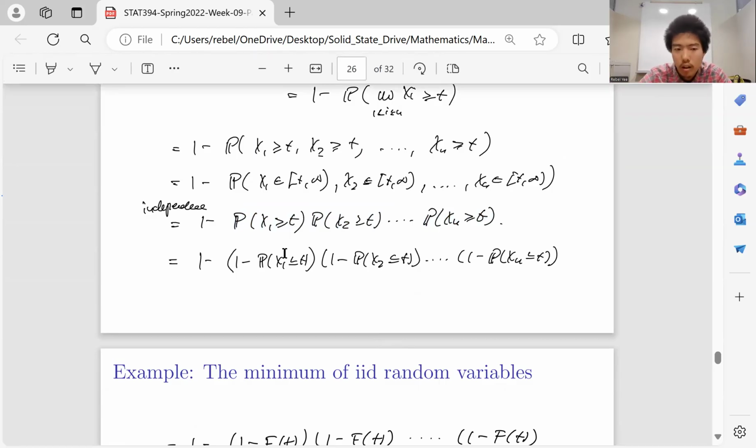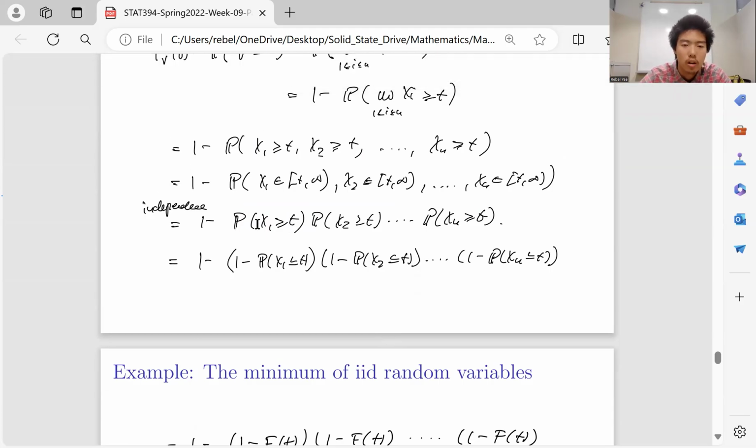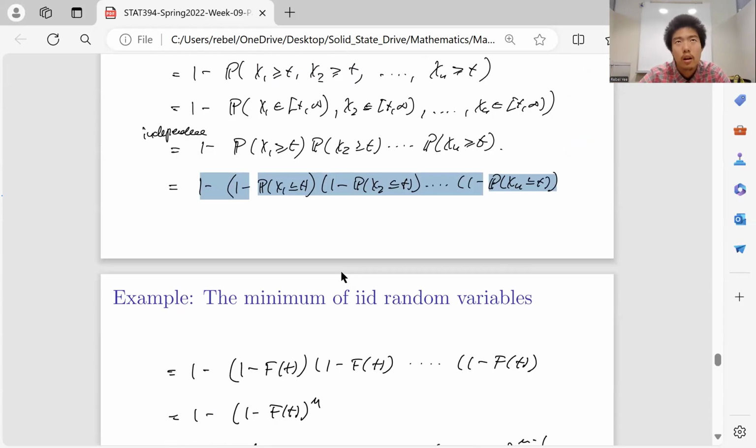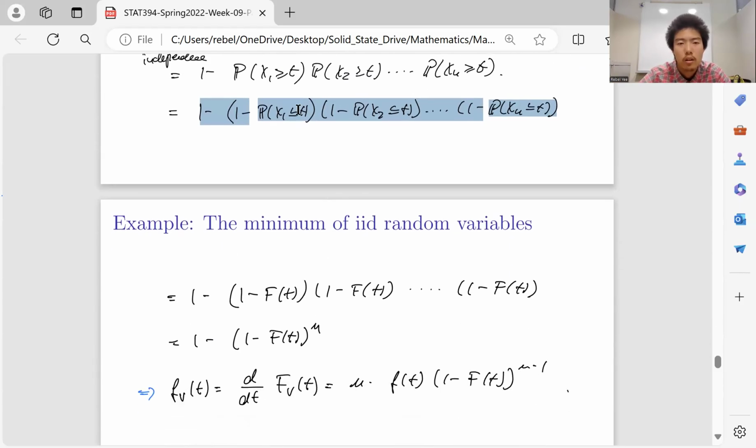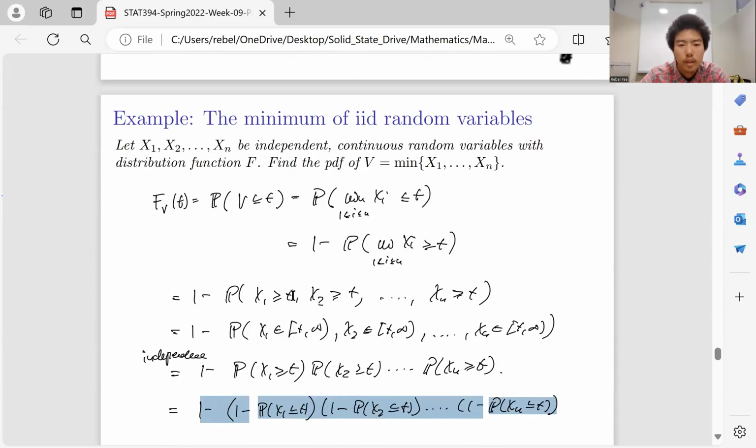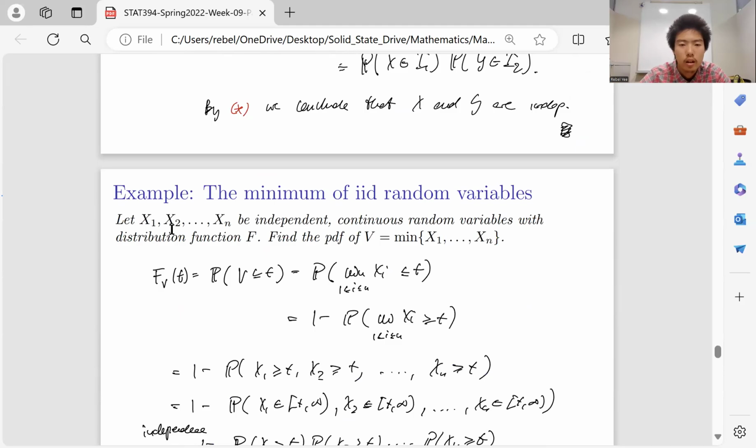And also in another case, we are doing larger or equal to, but for the CDF, we are doing smaller or equal to. So we are also doing 1 minus P of X1, X2, Xn smaller or equal to T. So we reach this step. And then we use the identical condition again. So all of these are the same as F(t) because they are IID.